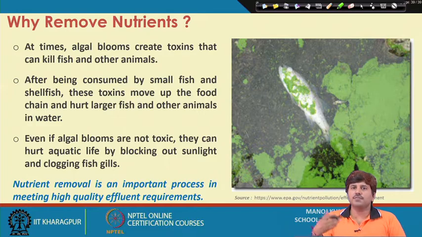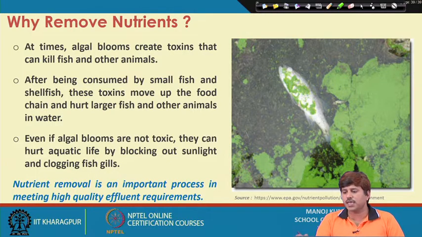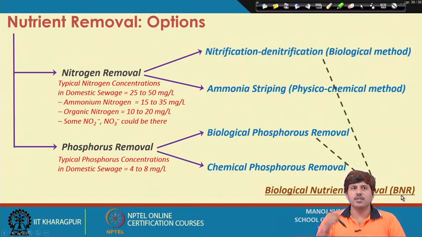Whereas the discharge from sewage is also one of the points of concern from the eutrophication point of view. So, nutrient removal is an important process in meeting high quality effluent requirements, particularly if it is being targeted for discharge. So, how do we remove nutrients? Basically, we will talk about the removal of nitrogen and phosphorus throughout this lecture, and removal of nitrogen and phosphorus both can be achieved through chemical or physicochemical means as well as through biological means.